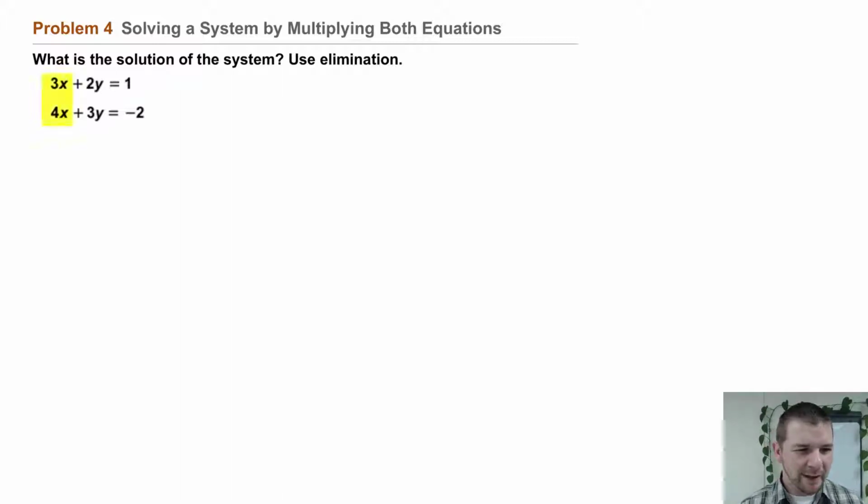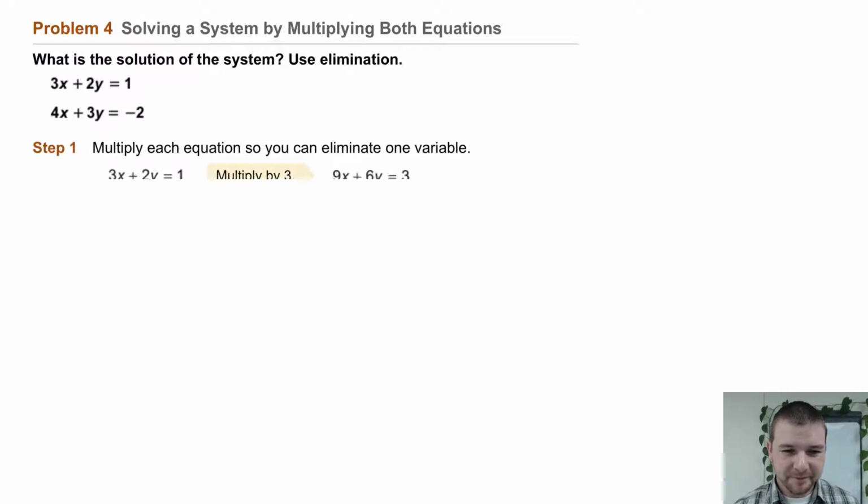find right away that 3 is not a factor of 4 and 2 is not a factor of 3. So we're not going to be able to just multiply the first equation by some whole number or integer in order to get equal or opposite numbers of x's or y's. So we end up having to multiply both equations in order to cancel out one of the variables.